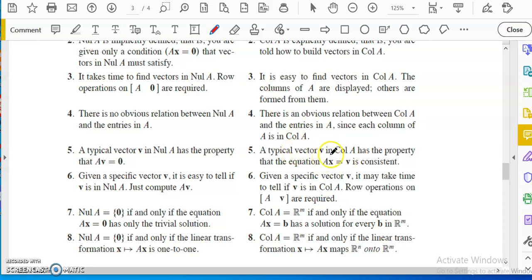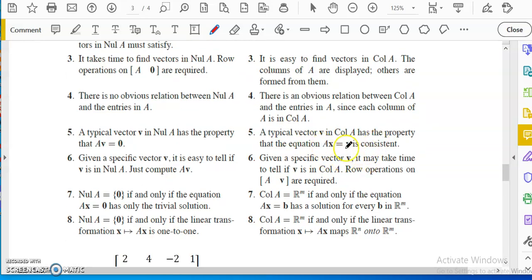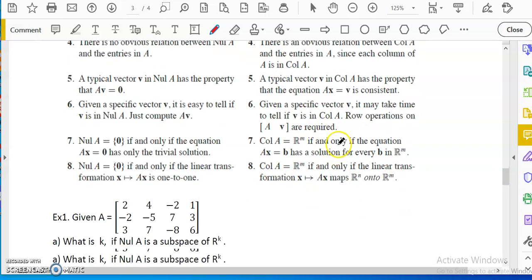So if someone gives you a vector, how do you know it belongs to Col A? It is if you can solve Ax = v, that is, Ax = v is consistent. There is a solution. That means you can find a combination of the columns of A to get v. So you need to solve Ax = v in order to check if v is in Col A. For a specific vector v, it takes time to check. You have to do the augmented matrix [A v] to see if it's a consistent system.